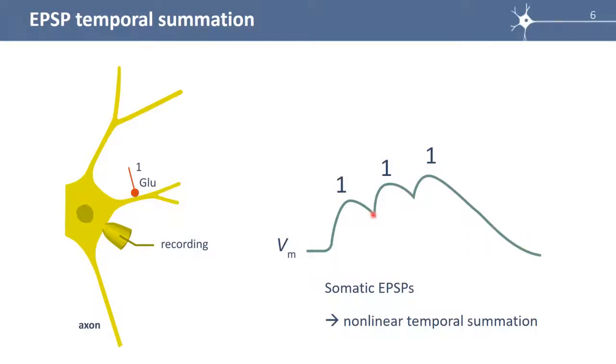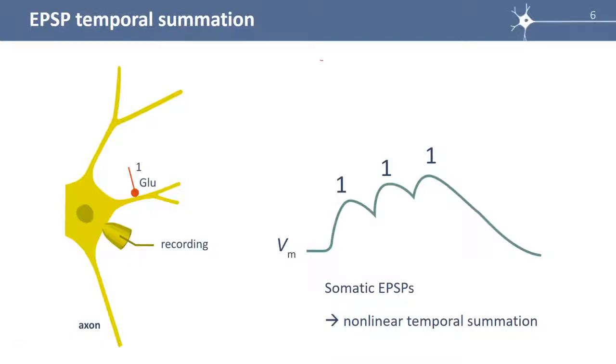So it means that the second time it's active, the first EPSP is not yet back to normal, to basal value. And the second one and the third one also happens when the previous one is still decaying. This summation is called nonlinear, so you immediately see that the third one is not equal to 3 times the first one. It's less than that. Why? It's a question of driving force.